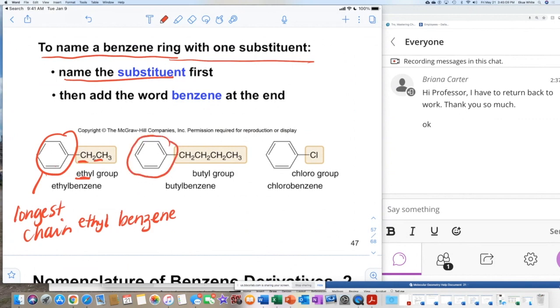Longest chain here again is benzene. So just like before, name the benzene longest chain first.